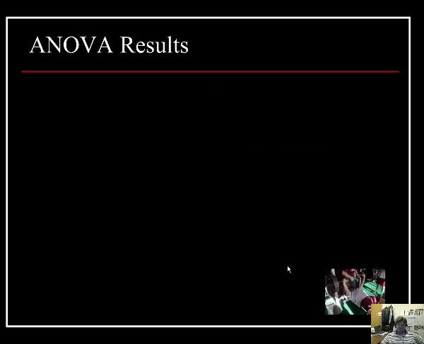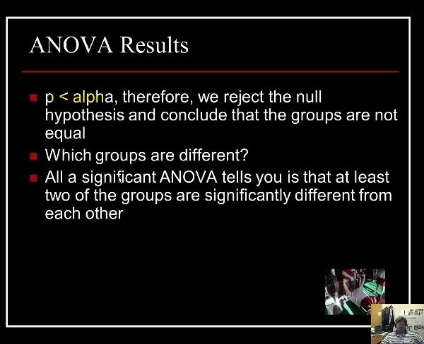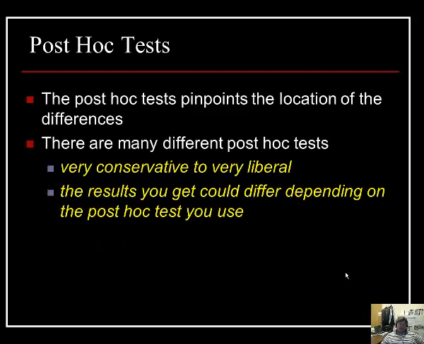So if we went back to this, the ANOVA is telling us that at least 2 of these groups are significantly different. Now, we could probably make a safe guess that the 248 to the 318, because that's the biggest range, there's probably a significant difference there. But is there a significant difference between the 250 and 318? We don't know. We could probably safely say not between the 248 and the 250. So we do these post hoc tests.